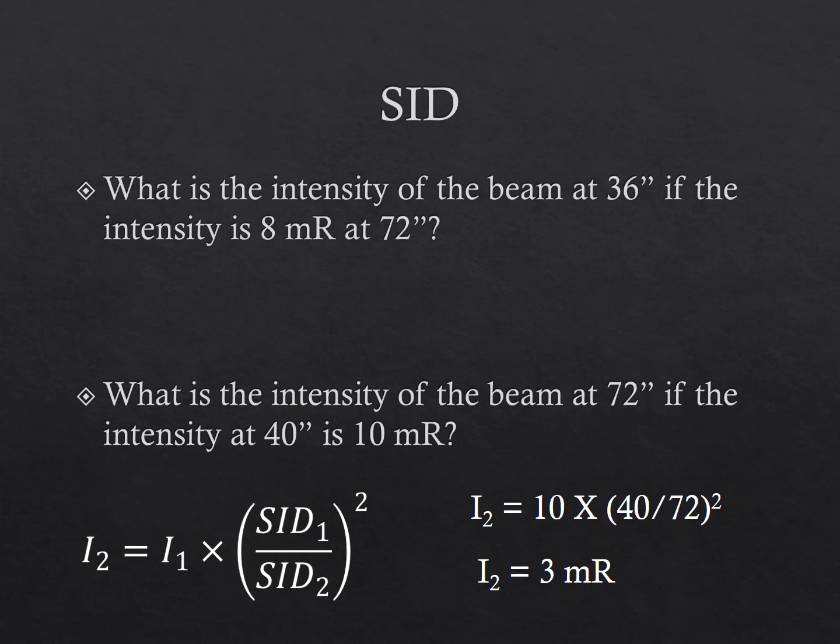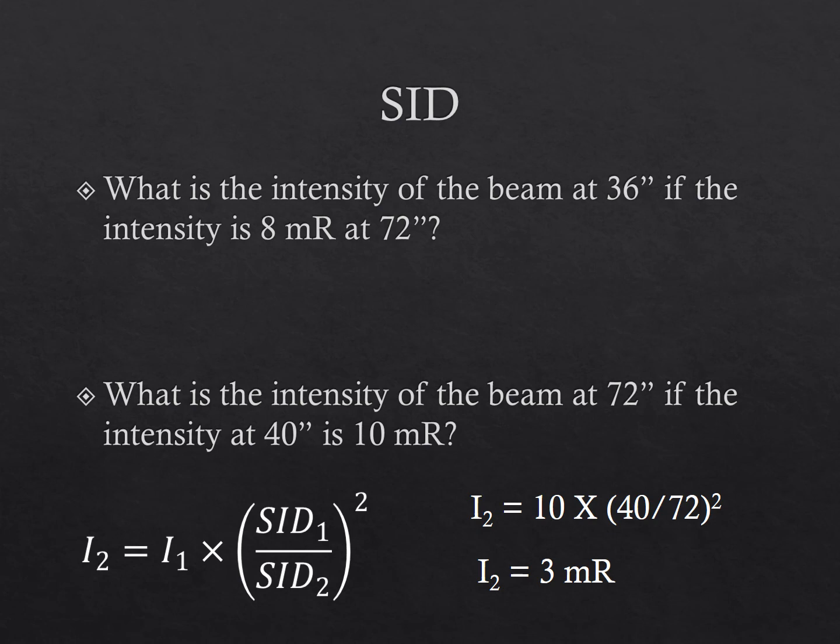We know if it was 8 milliroentgens at 72 inches, and I'm halving my distance to 36, then it's going to change the intensity of my beam by 4 times. So I'm actually going to have 4 times the amount of exposure at 36 inches than I did at 72 inches. Therefore, the answer on this first one is 32 milliroentgen.